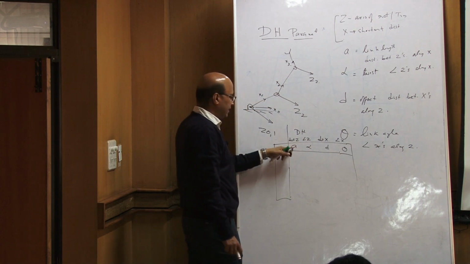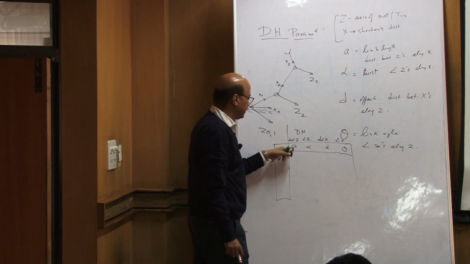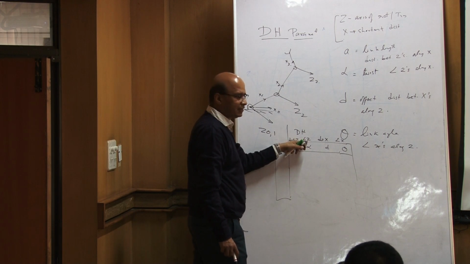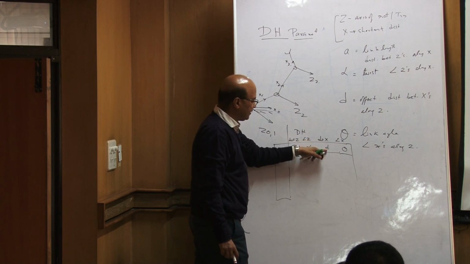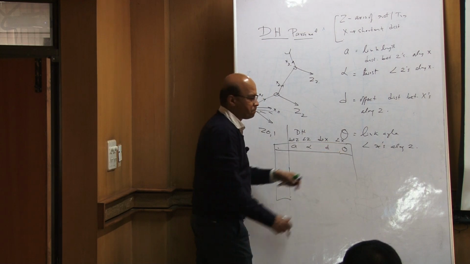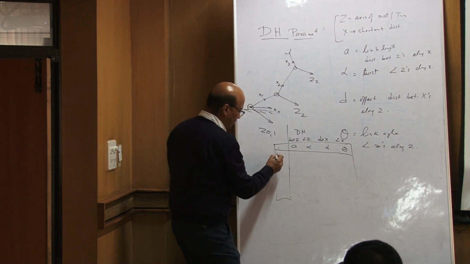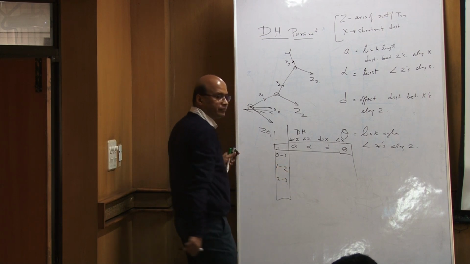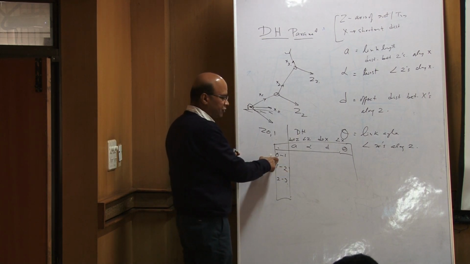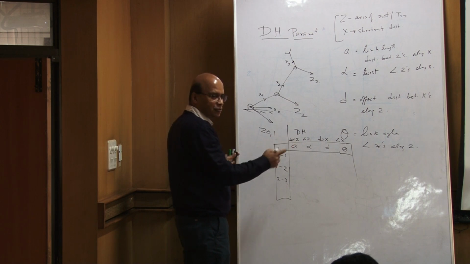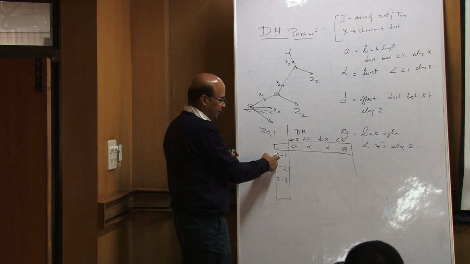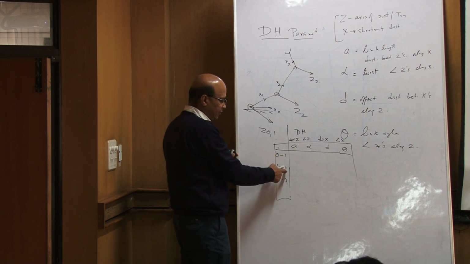So I write A, alpha, d, theta. A is the distance between the z axes, alpha is the angle between the z axes, d is the distance between the x axes, and theta is the angle between the x axes. And I simply write it like this to remember: 0 to 1, 1 to 2, 2 to 3. So that confusion of z i minus 1 and i is also gone. It is just between z0 and z1, this is between axis 1 and 2, this is between 2 and 3.